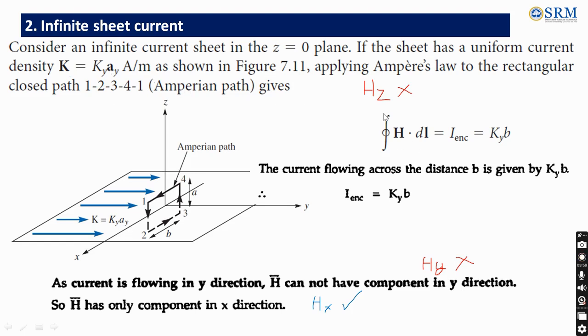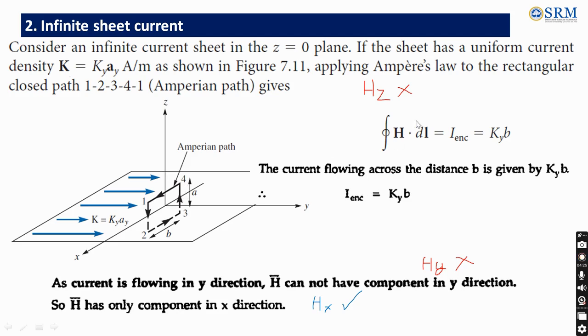So we are going to apply Ampere's law to the rectangular closed path. This is the closed path taken, the path 1 to 2. It is taken above and below this z equals 0 plane. So the solid line shows this above the z equals 0 plane, and this is below it. Okay. So 1 to 2, 2 to 3, 3 to 4, and 4 to 1. Right. This is the Amperean closed path.